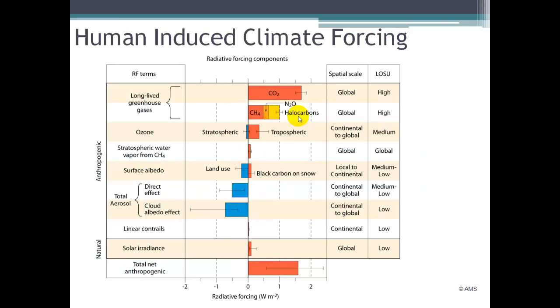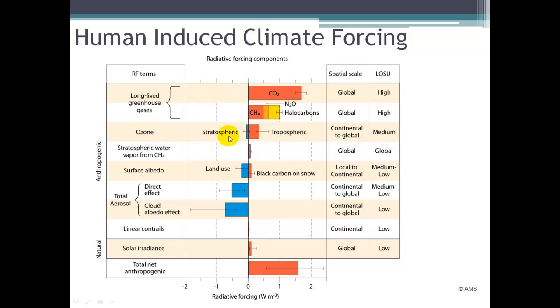This graph shows human-induced climate forcing. Climate forcing refers to the forcing of temperatures, typically increasing temperatures, because of activity. So here we have radiative forcing terms, so long-lived greenhouse gases, and we can look here and see that we've had a whole lot of CO2 and methane and other greenhouse gases that we've put into the atmosphere. So this is human-induced, and this has an effect on temperature to make the temperature warmer.